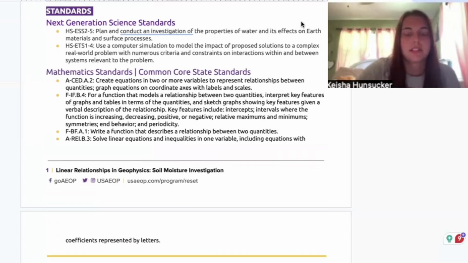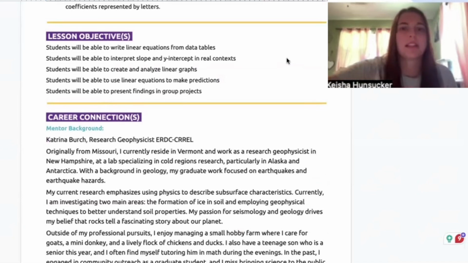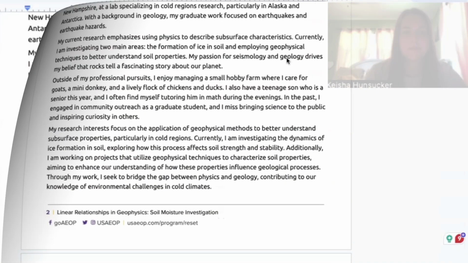As you can see, here are the standards that it aligns with. It aligns with Next Generation Science Standards as well as Common Core mathematics, with a focus on a linear unit. By the end of this unit, students are going to be able to write linear equations from data tables, interpret slope and y-intercepts in real contexts, create and analyze linear graphs, and use these to make predictions.